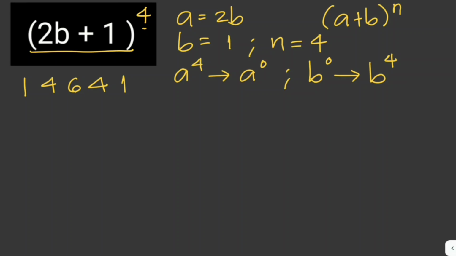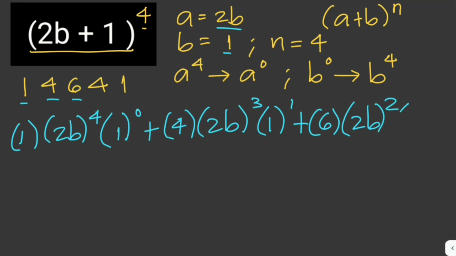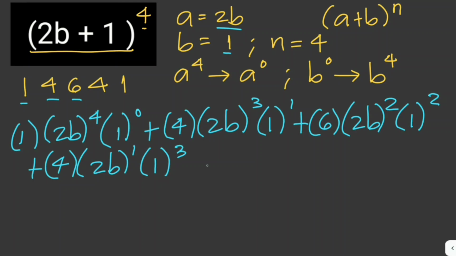Alright, so let's expand (2b + 1) to the fourth. We start with the first coefficient, that is 1, and our a is 2b, so (2b) to the fourth, and then 1 to the 0, plus the second coefficient 4 times (2b) cubed times 1 to the power of 1, plus the next coefficient 6 times (2b) squared times 1 squared, and then plus 4 times (2b) to the power of 1 times 1 cubed, and then the last one, the coefficient 1 times (2b) to the 0 times 1 to the fourth.